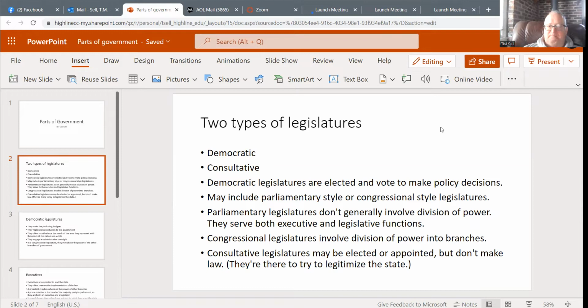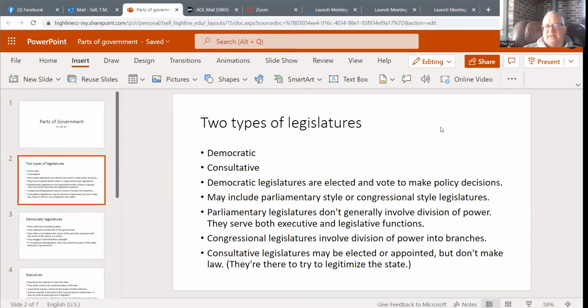Canada has a parliament. They have a prime minister. They're all elected, right? They're all elected and they vote to make law. So really, it's no different in that regard from the US Congress. Right? Those are both democratic legislatures. So I hope that that makes sense. If it doesn't, say something.